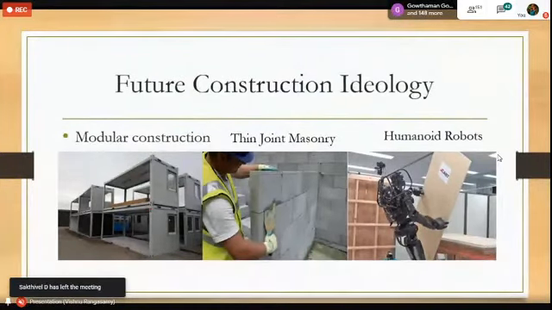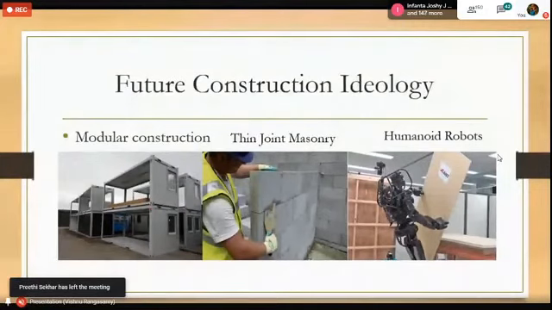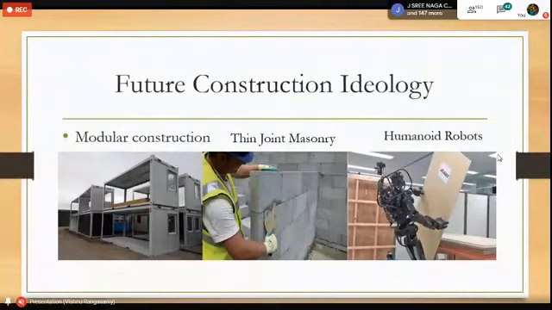So modular construction. Next, thin joint masonry. The best example for thin joint masonry is the Renocon block that we are using in day-to-day life. We are even using the mortar paste that comes along with the Renocon. Due to the strength parameters, thin joint masonry is also a development of concrete construction chemicals that has led to some innovative concepts for thin masonry joints.